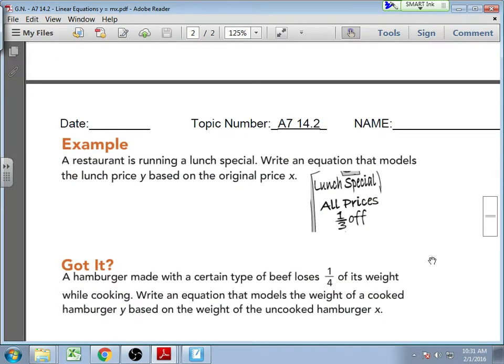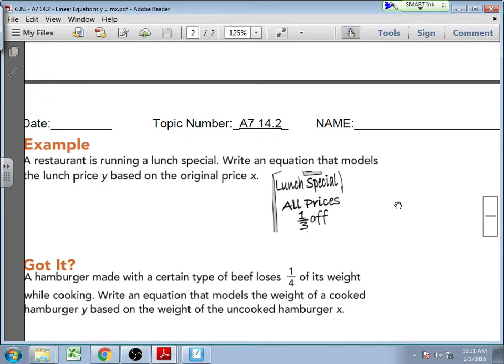So a restaurant is running a lunch special where they're giving a third off all prices. Now if you get a third off, what are you actually paying? 2/3. So if I want to write the new price y based off the original price x, my new price will be 2/3 of x. That's it. You just have to think about what am I representing, how do I do it numerically?